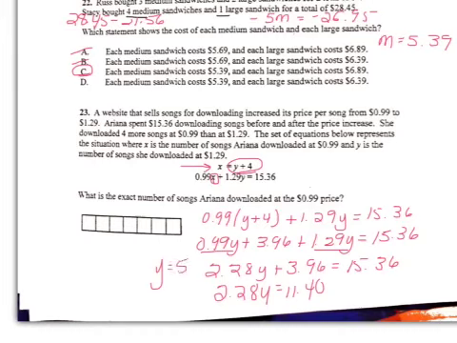But let's make sure, y is the number of songs she downloaded at $1.29, so I actually need to find the 99-cent price according to my question. So I can use that again right here. x is equal to whatever y is plus 4, so x would equal 5 plus 4, which is 9.